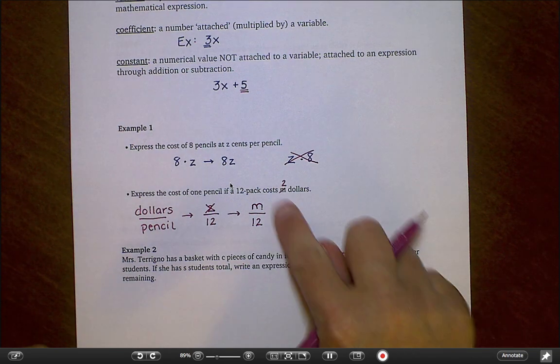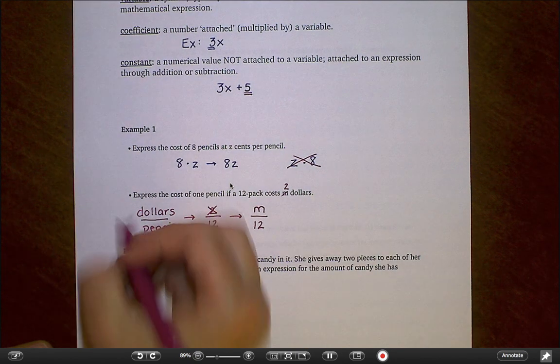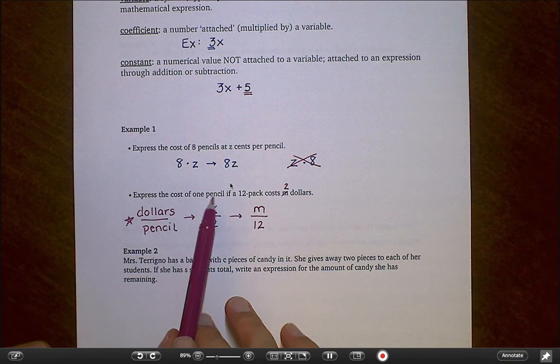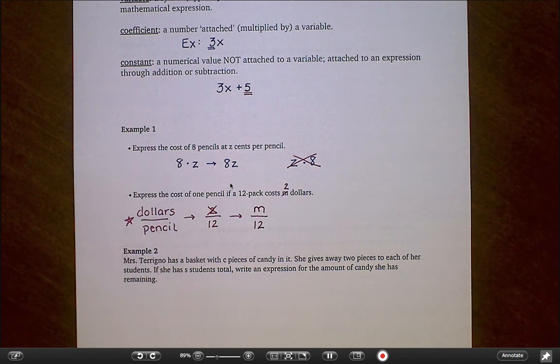The thing I see that goes wrong here is people want to divide the opposite way. So setting it up this way is really, really important, that the cost of 1 pencil is the number of dollars per pencil. And so we know that that's going to be set up as a division problem.